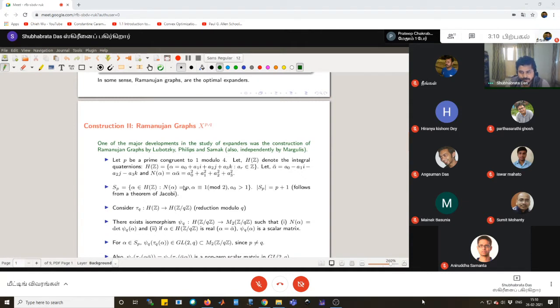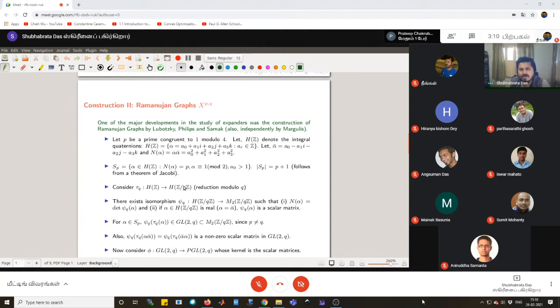Now what we would essentially be trying is to get a Cayley graph with a symmetric generating set. Now here this set S_p that we are looking at, not exactly S_p, some quotient of S_p that we will be looking at in a moment, will serve as the symmetric generating set.